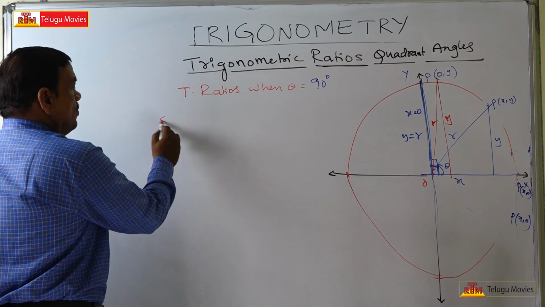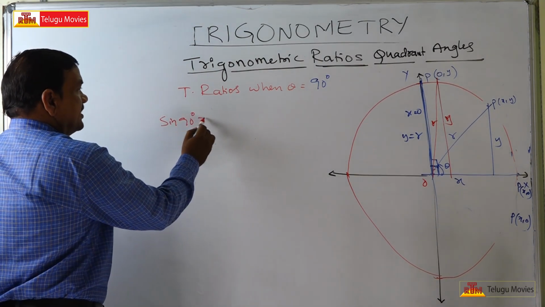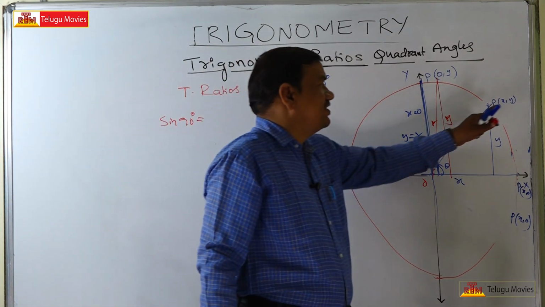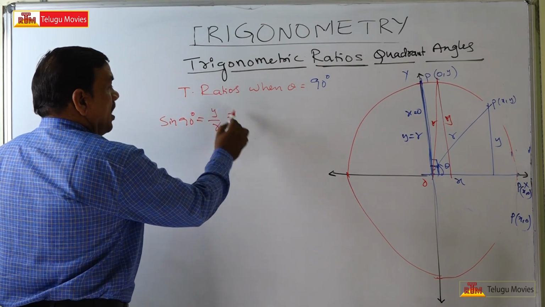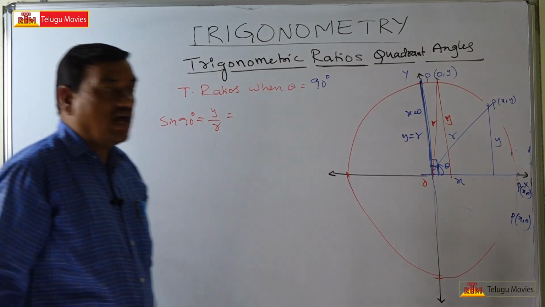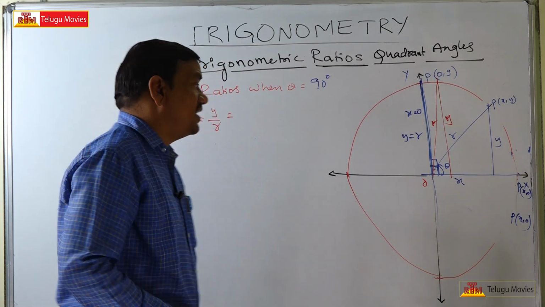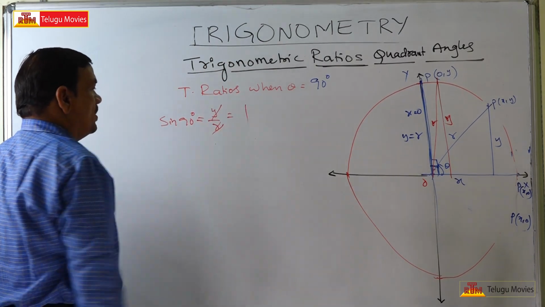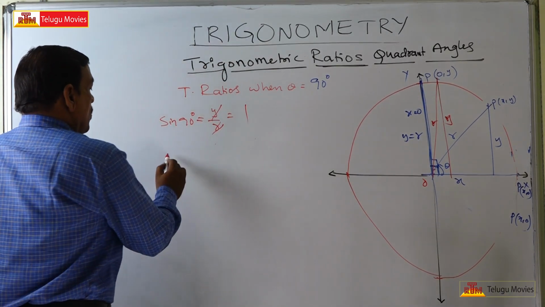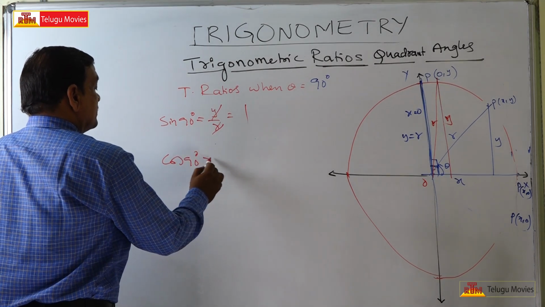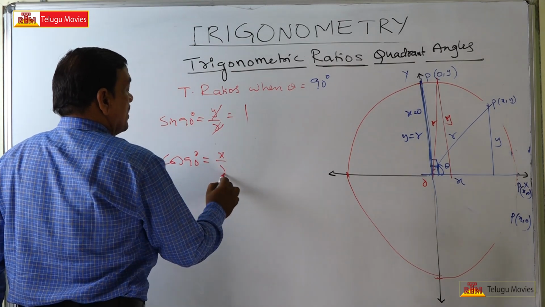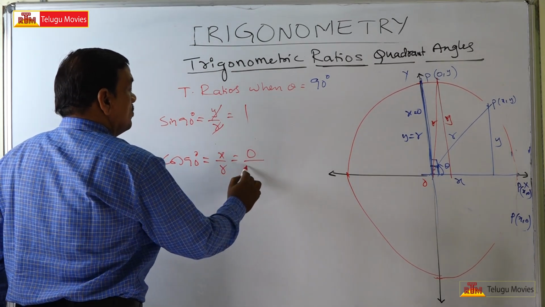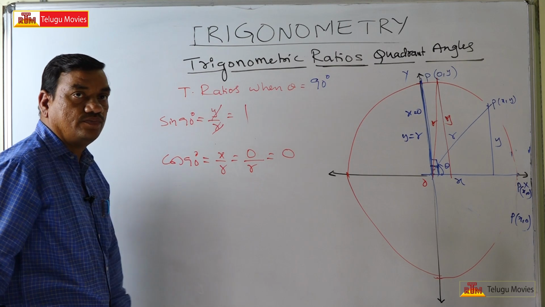So, therefore, what is sin 90 degrees? Sin 90 degrees means, according to the definition, y by r. The y value and r value are both the same, so we can cancel, and the value is 1. Okay, now what is cos 90 degrees? Cos 90 degrees means x by r. What is the x value? 0. So 0 by r is equal to 0.